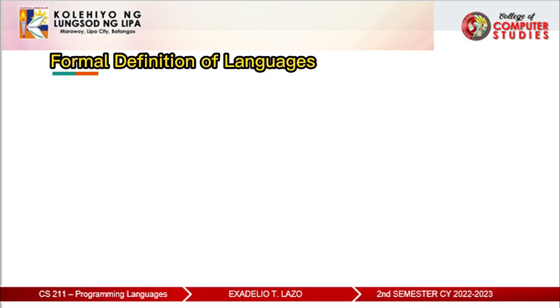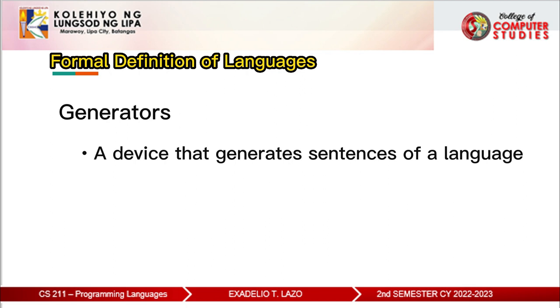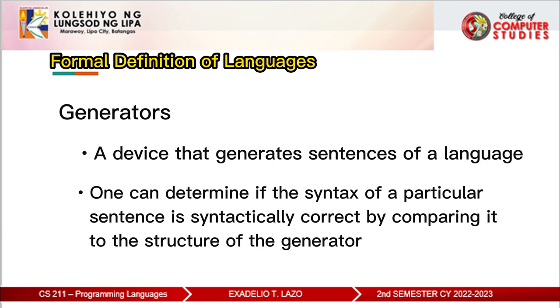A language generator is a device that can be used to generate the sentences of a language. We can think of the generator as having a button that produces a sentence of the language every time it is pushed. Because the particular sentence produced by a generator when its button is pushed is unpredictable, a generator seems to be a device of limited usefulness as a language descriptor. However, people prefer certain forms of generators over recognizers because they can more easily read and understand them.